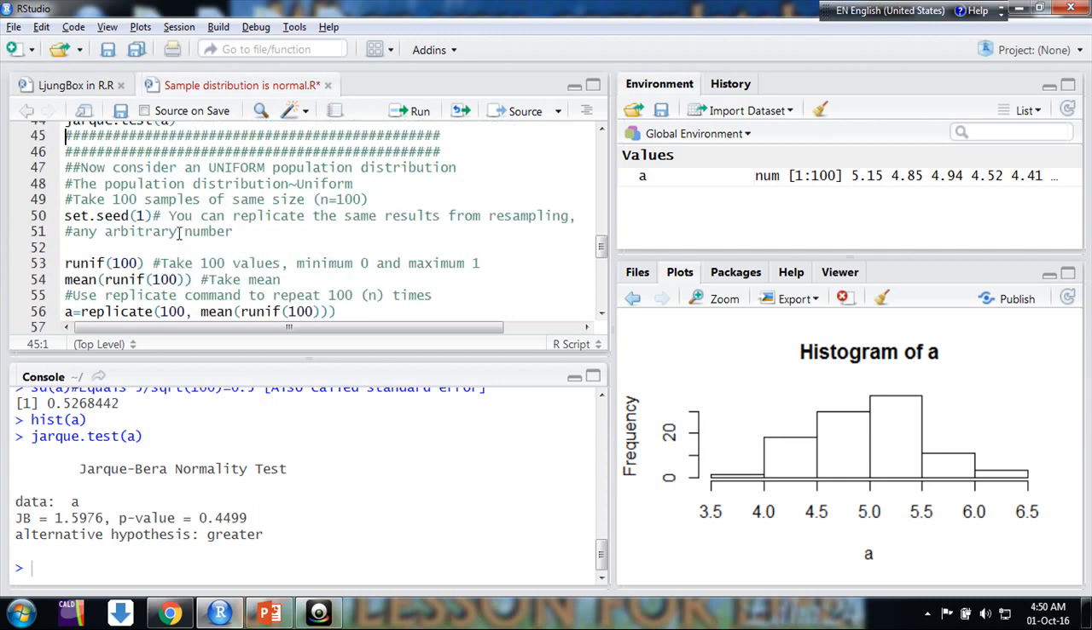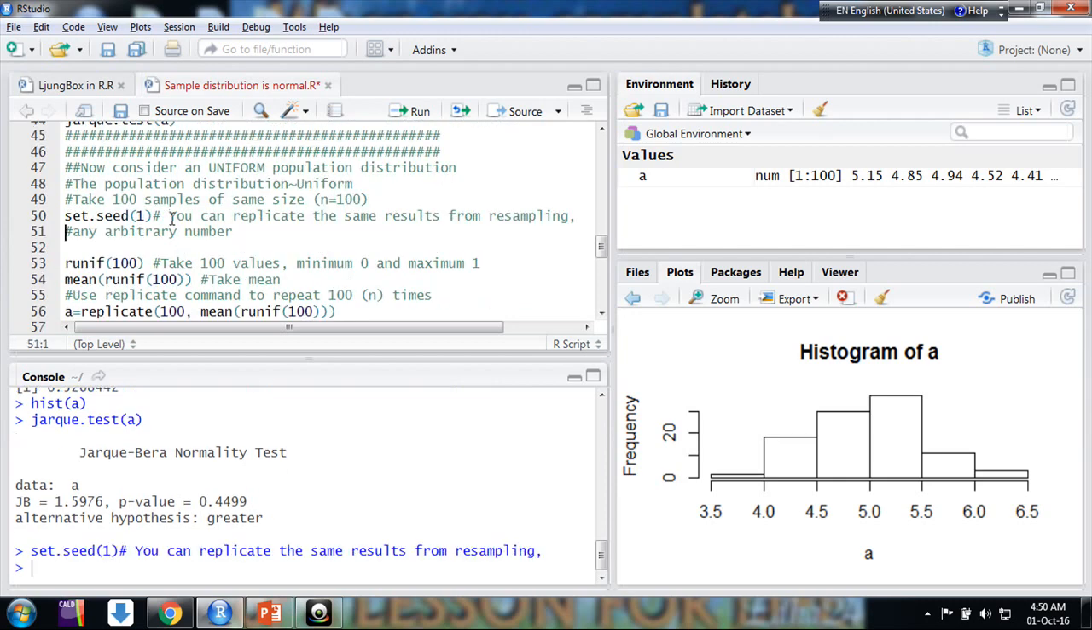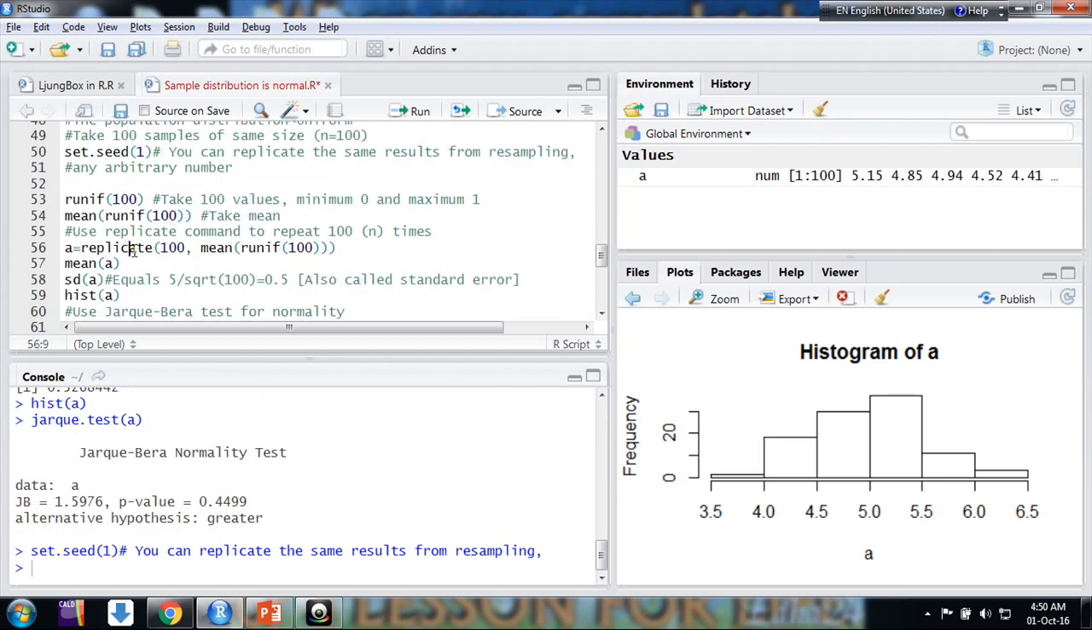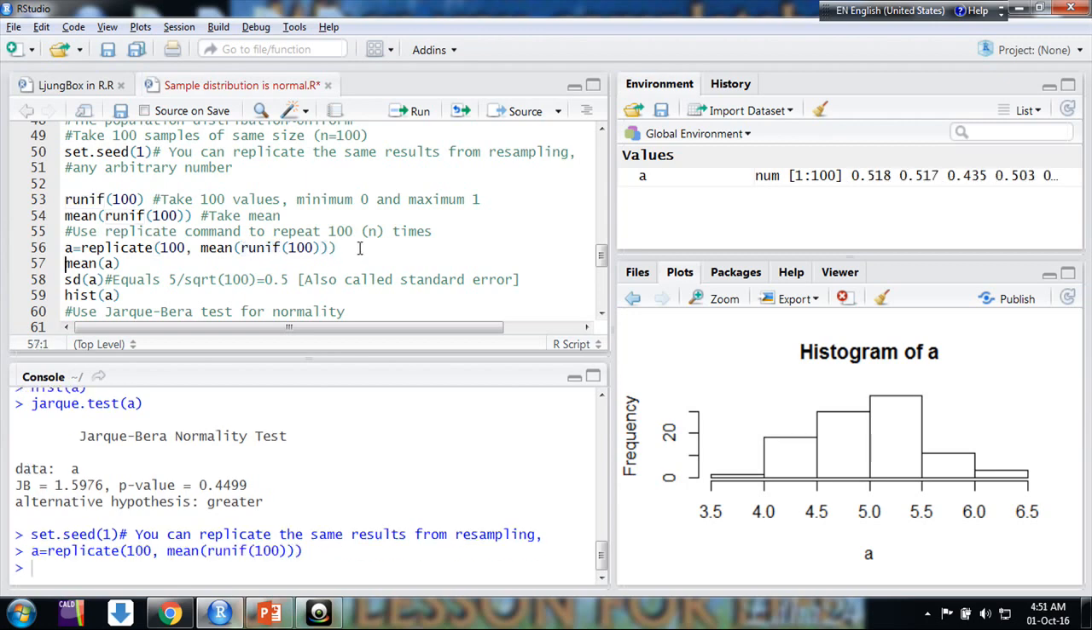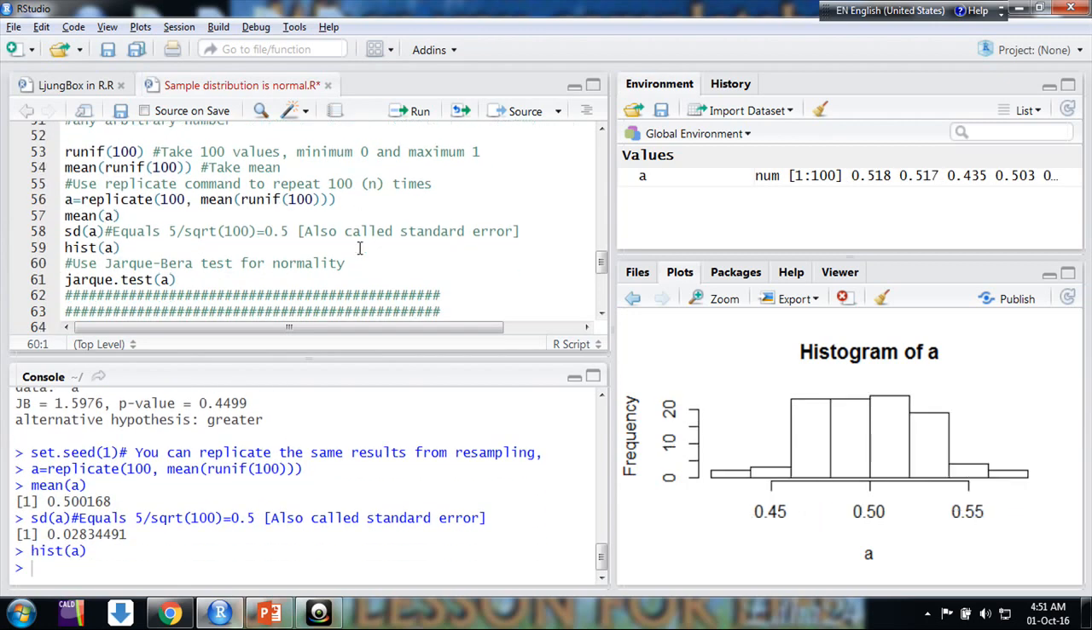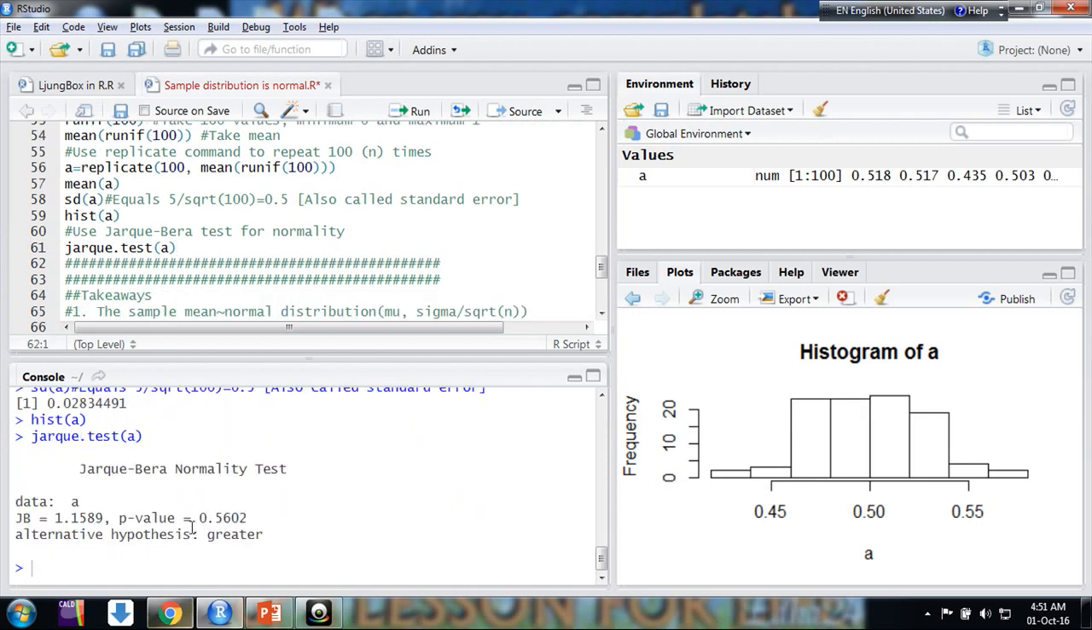In this way, I can also do it for a uniform distribution. I'm just using the runif command. I will do 100 times 100 samples, and the histogram again is normal. I can use the Jarque-Bera test. The p-value is 0.056, more than 0.05, so I can say, yes, it's normal.